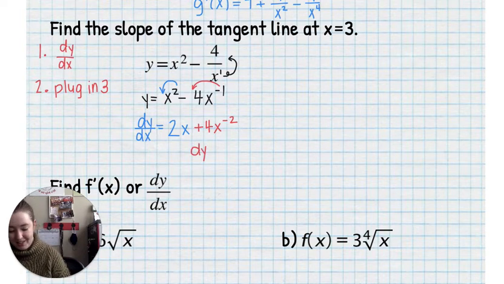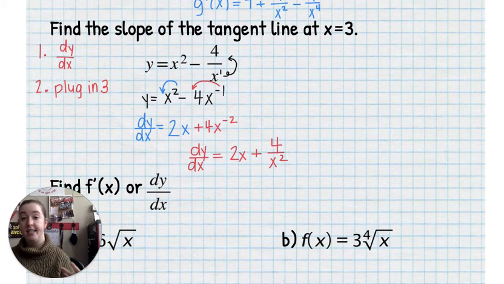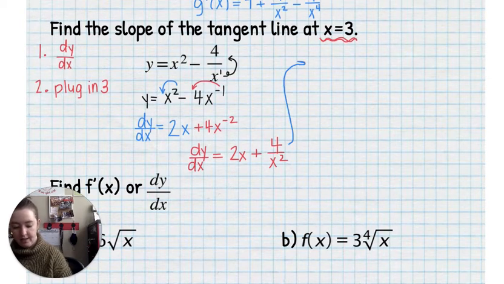Negative 1 minus 1 is negative 2. I think it's easier to just plug in things if we have them written as fractions. So this is the same thing as 2x plus 4 over x squared. Cool. So we found dy/dx. Now to find the slope of the tangent line at x equals 3, we're going to go ahead and plug in 3 into this equation. So we're going to have 2 times 3 plus 4 over 3 squared.